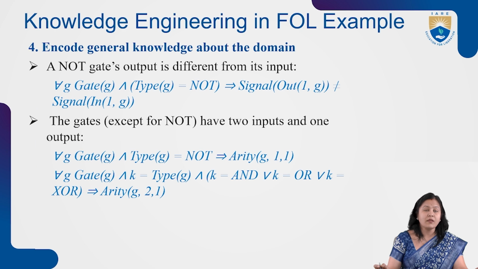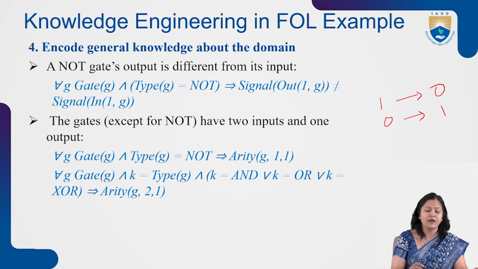A few more examples. A NOT gate's output is different from its input. That means in a NOT gate, if we give 1, it gives 0. If we give 0, it gives 1. That means both input and output are different. So how can we represent this in predicate logic?